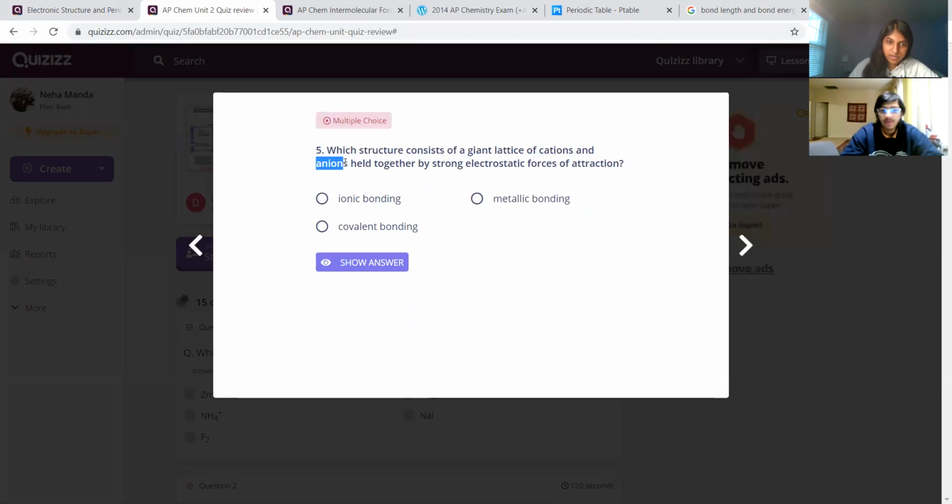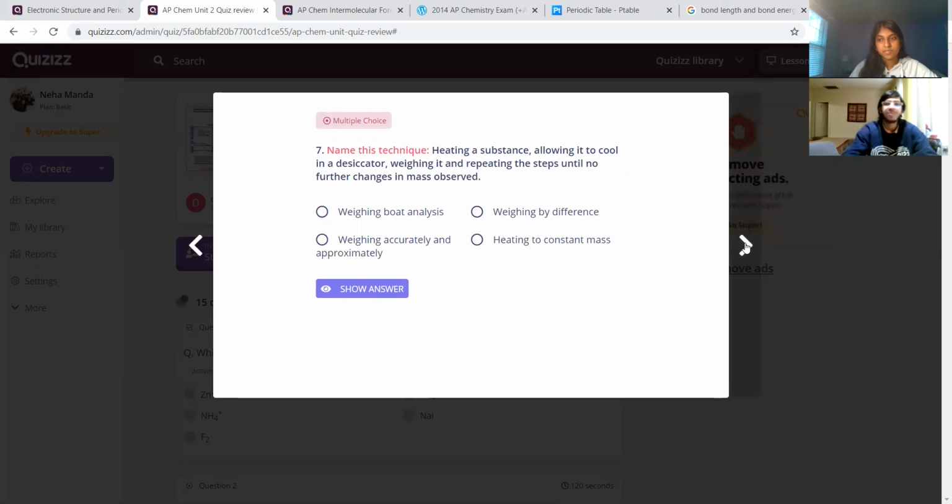Cations and anions. So obviously ionic. Okay, yep. Highest melting and boiling points. So which of these would have basically the strongest bonds? It's not covalent, and I don't think it's metallic. So I think it would be ionic again. Yep. Because with ionic bonds, you have the lattice energy, which is much stronger.